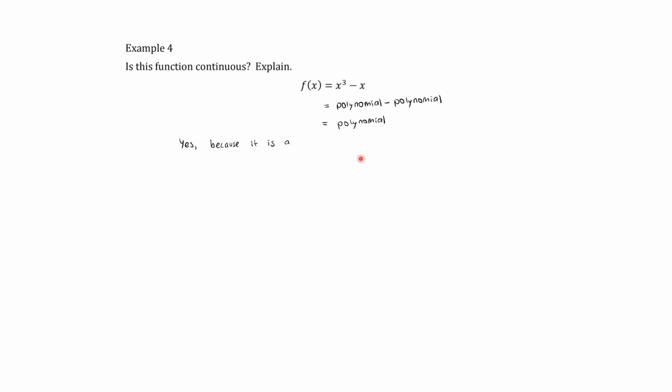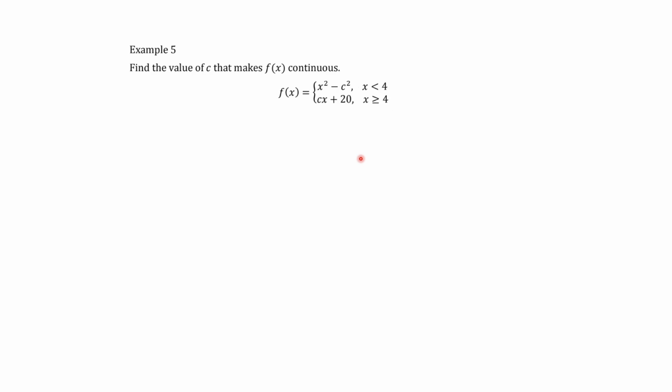And we know that polynomials are continuous everywhere. Now for a final example, something fun that we can do with piecewise functions is to figure out what value for the two components of the function makes them continuous.